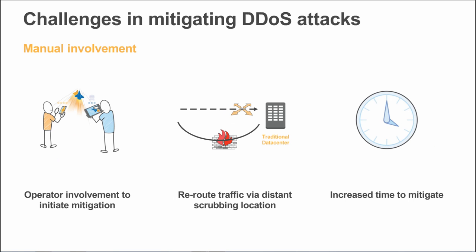Second type of challenge that we've often heard is manual involvement during an attack. Some of the solutions that you might be familiar with require you to engage the solution providers during an attack so that the solution provider could route the traffic to distant scrubbing locations to filter off bad traffic and let only the good traffic through to your web application. Now, what this means is that while your team and your security operations team engages the solutions provider, there's a delay, and that increases the time to mitigate the attack. And during that time, your applications might be unavailable for your real users.